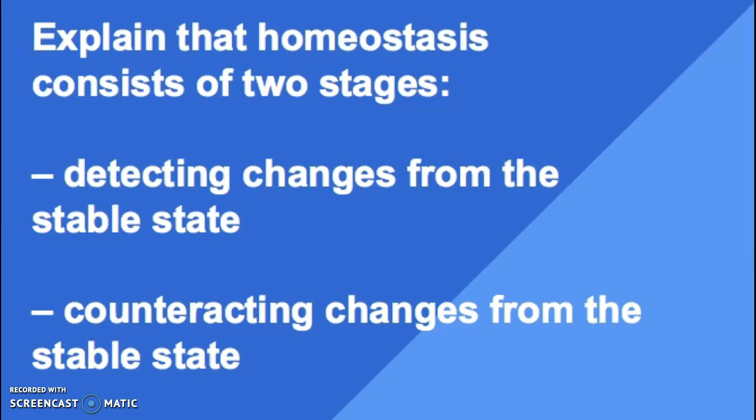So for a stable state of homeostasis to exist, the body must have some way of detecting stimuli that indicate a change in the body's internal or external environment. So the stimuli might be temperature, or temperature is really a good one.